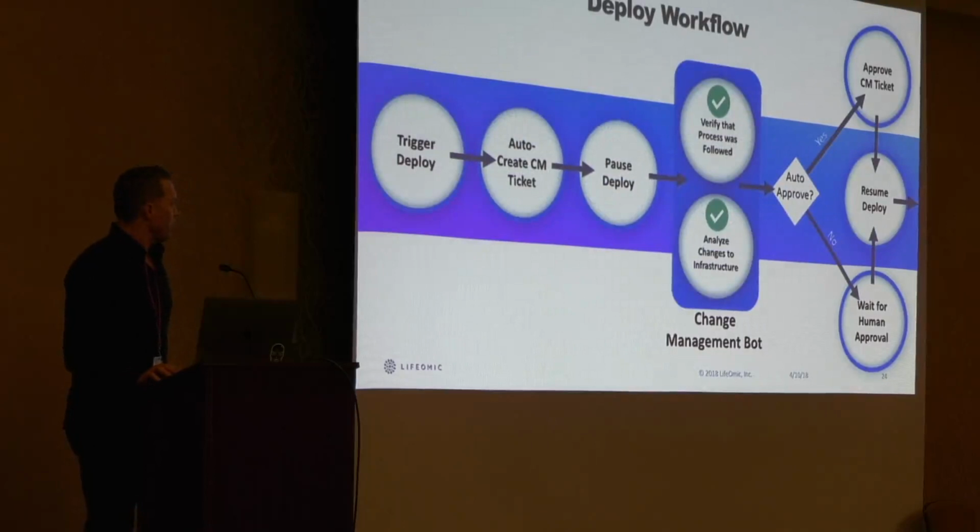So this is an overview of what our deploy process looks like. And it's actually across two different slides, so the next slide is a continuation of this. But something will trigger a deploy. It's typically through an automatic CI, continuous integration, continuous delivery process.